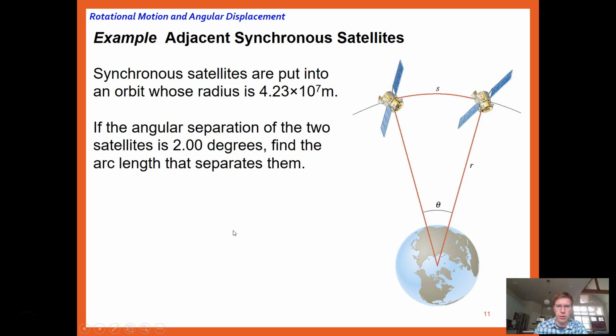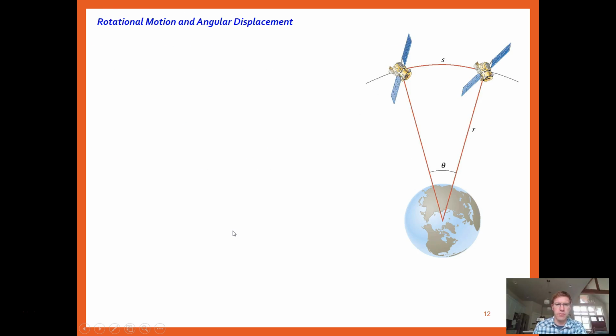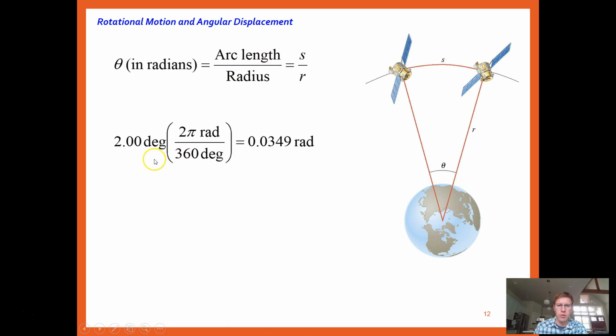All right, so hopefully you paused, hopefully you gave it a go, hopefully you figured it out. Let's do it together really quickly. So again, remembering theta in radians is equal to arc length over the distance. So first we need to convert our 2 degrees to radians. So we know that there's 2 pi radians in 360 degrees. So multiplying by that conversion factor, our angular displacement is 0.0349 radians.